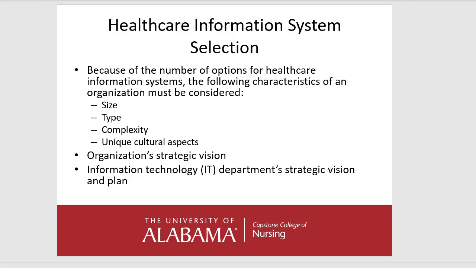So there's a lot that goes into selecting a healthcare information system. There are lots of options out there, lots of vendors, lots of configurations, but there's a lot that has to be considered from an organizational standpoint and the characteristics of that organization. These may include things such as the size of the organization, the type, the complexity, and the unique cultural aspects of the organization. It's very important to consider the organization's strategic vision in regard to the system that's selected and how it's implemented.